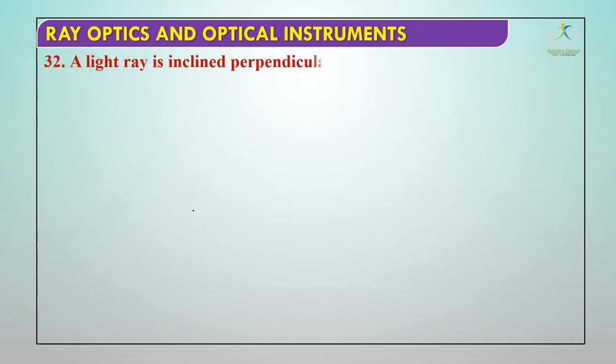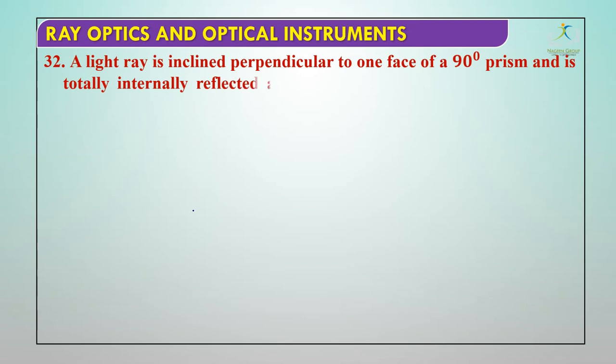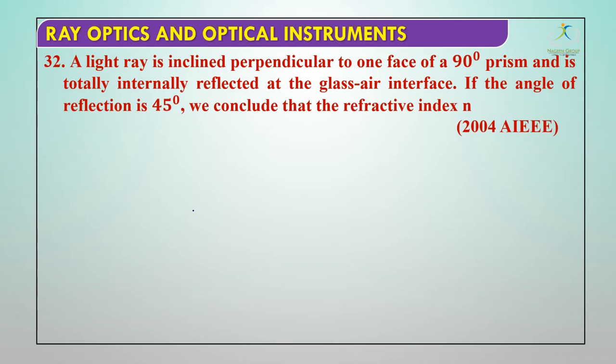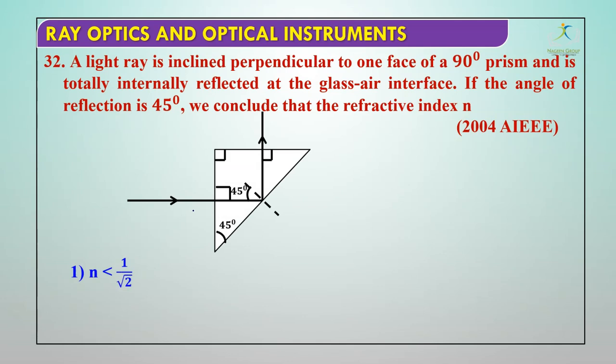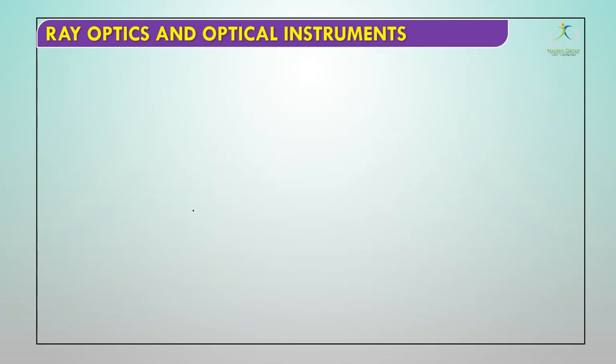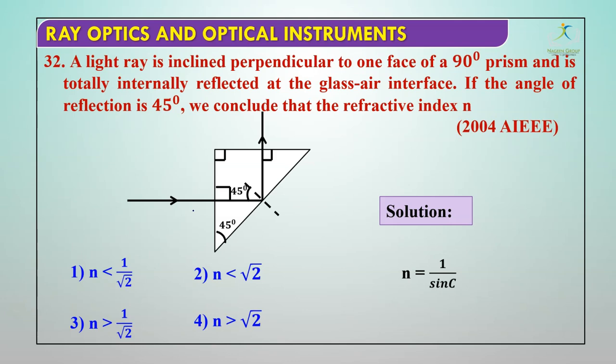Next question: we have a light ray incident perpendicular to one face of a 90-degree prism and is totally internally reflected at the glass-air interface. If the angle of reflection is 45 degree, we conclude that the refractive index n is: less than 1 by root 2, less than root 2, greater than 1 by root 2, greater than root 2. Solution: we have n is equal to 1 by sin C. According to that, the correct option is n is less than root 2.